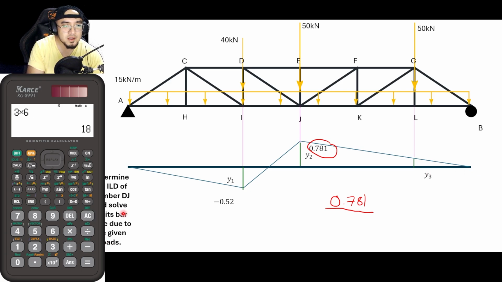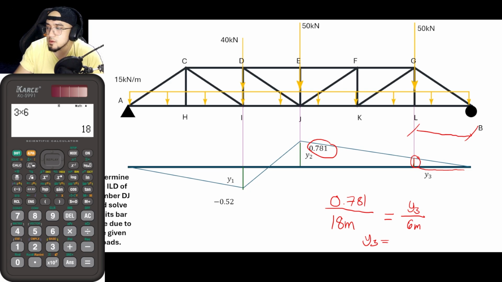So from that, guys, this is 18 meters. This is now equal to the ratio or the slope of the smaller triangle. For its height, that is y3 divided by its horizontal distance, which is just 6 meters. So this dimension here is just 6 meters. Solving for the value of y3.